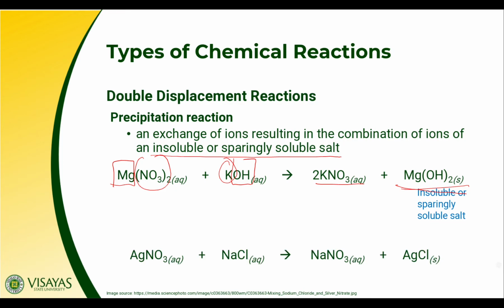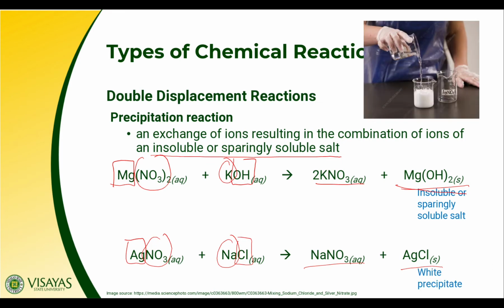Another example, we have silver nitrate reacting with sodium chloride to form sodium nitrate and silver chloride. So here, silver combines with chloride ion to form silver chloride, which is the precipitate form. And then we have our sodium combining with nitrate ion to form sodium nitrate. So in this case, the silver chloride is the precipitate form. So this is the silver chloride formed in the reaction.